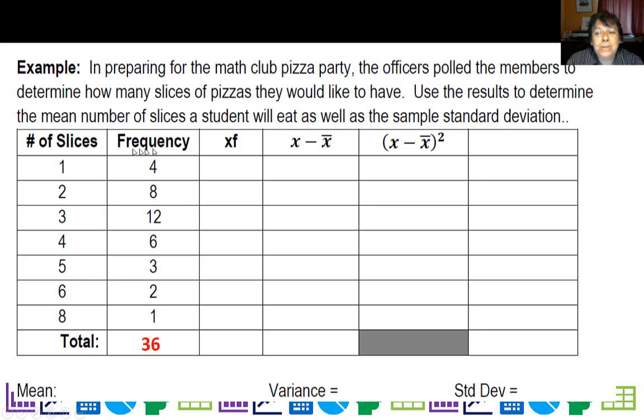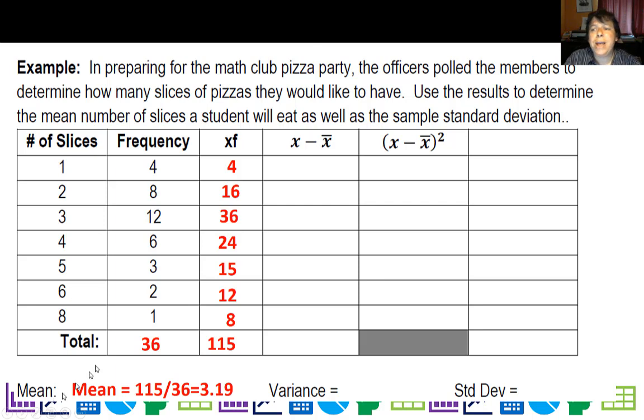I could put all my ones together and multiply them out. I've got 4 ones, so I got 4 slices right there. I have 8 kids that want 2 slices, so I have 16. 12 that want 3, that's 36. 6 that want 4, that's 24. And then just add them all up here. So I would need 115 slices for 36 kids, which means on average, if you divide those two, I need 3.19 slices per kid. All right, let's go ahead and do our deviations like we did before.